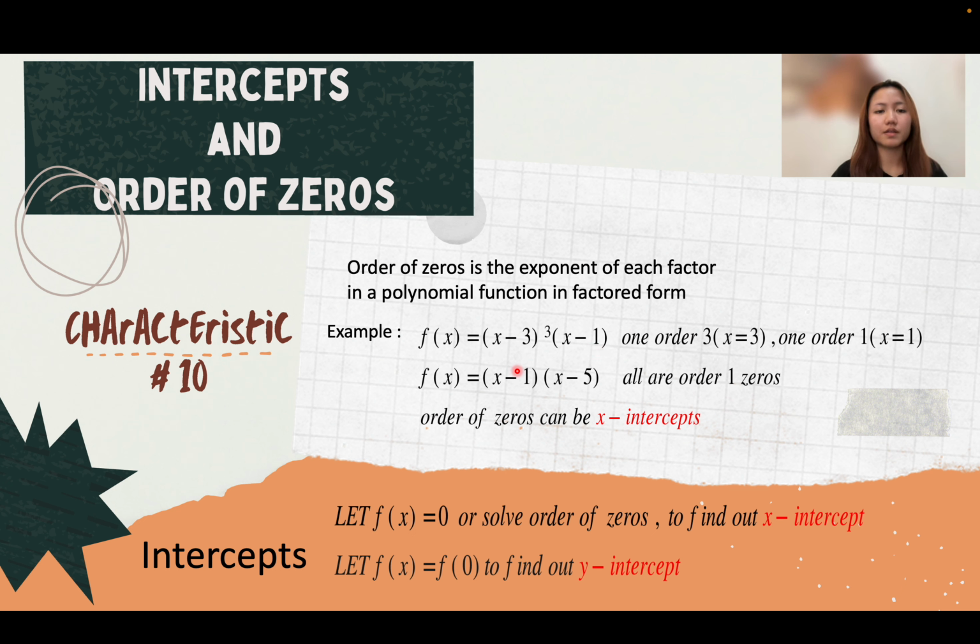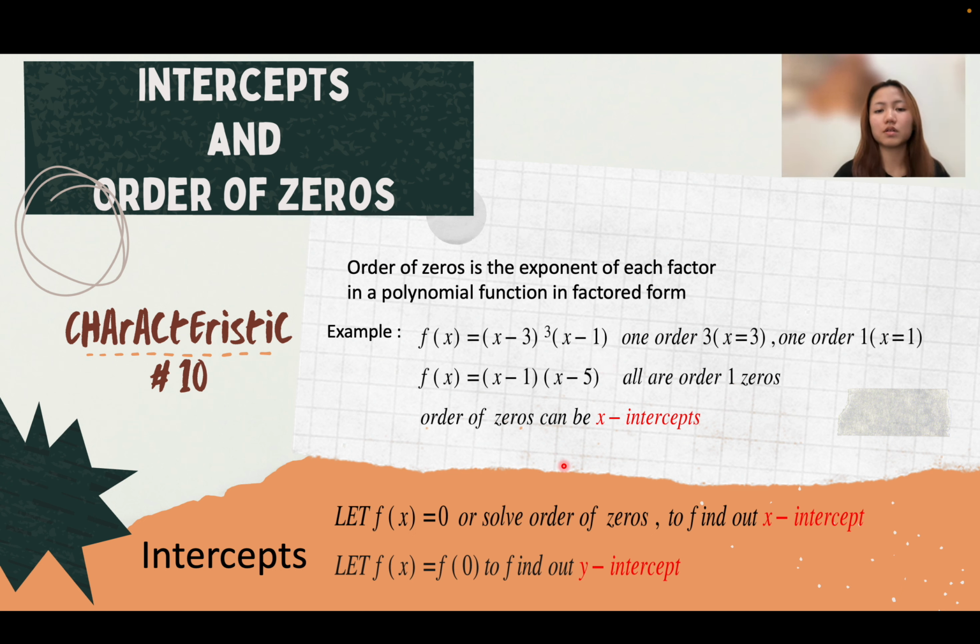And then this one we have order 1 and order 2. So we have 2 zeros, but this one is order 1, and this one is order 3. So this one we have 2 zeros. This one we have 1 zero.